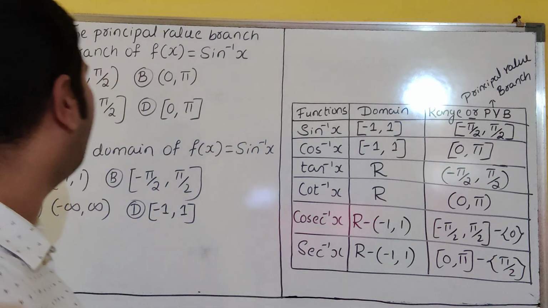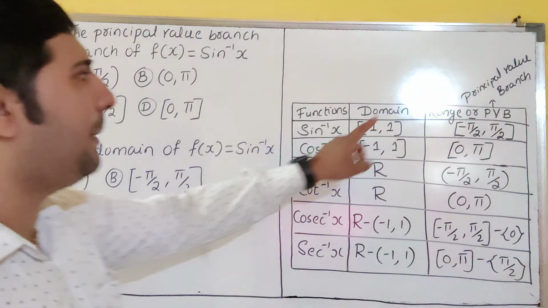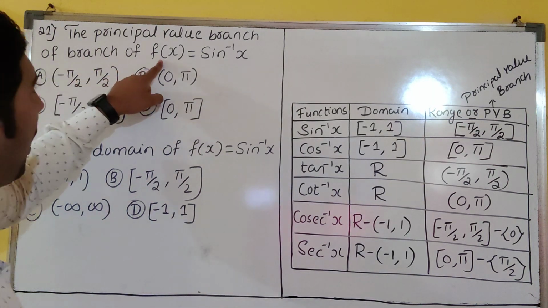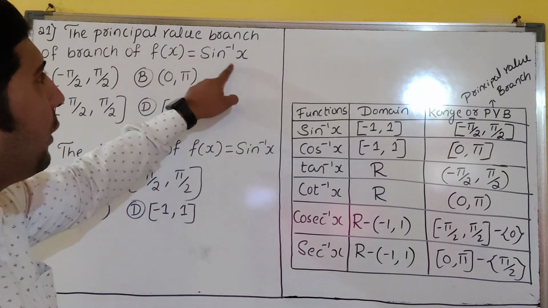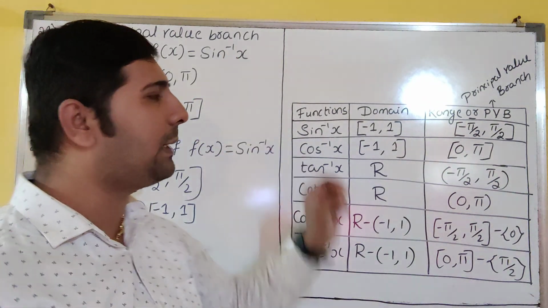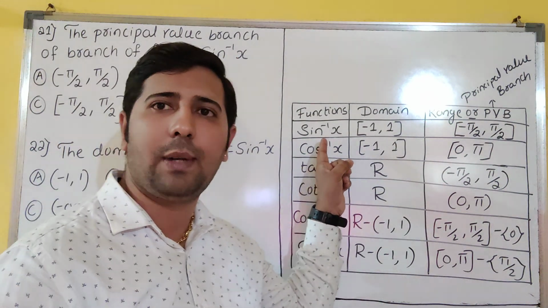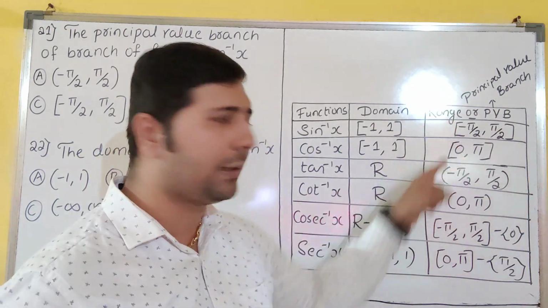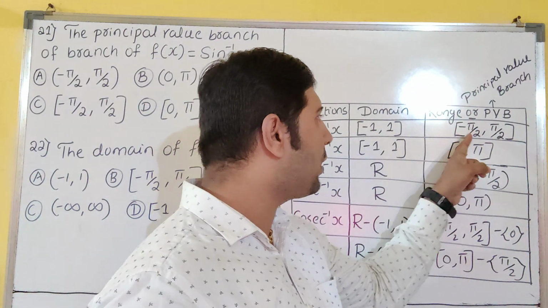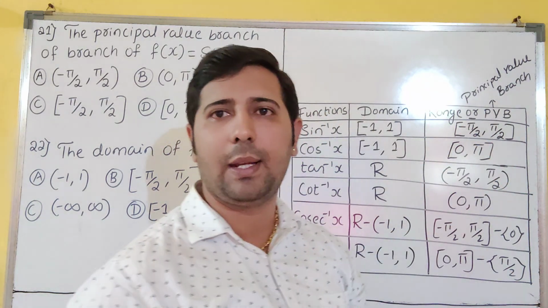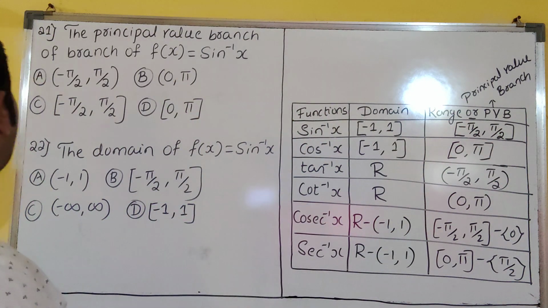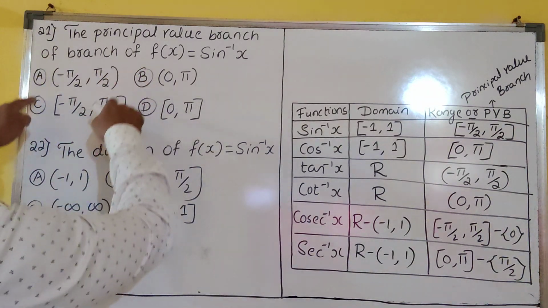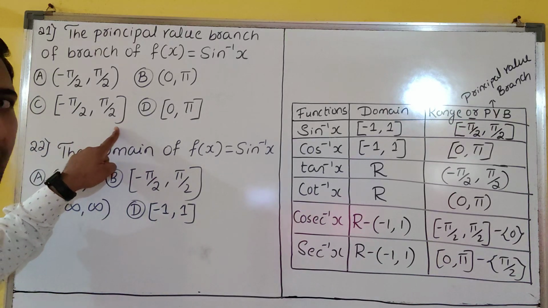Got it? So now see here, the principal value branch, that means range, they are asking. The principal value branch of f of x is equal to sin inverse x. What is the principal value branch of sin inverse x, dear students? It is the closed interval, see that square bracket, minus pi by 2 to plus pi by 2. This is our required answer. Is it matching with option A? It is not matching, because here open intervals are there and here closed intervals are there.